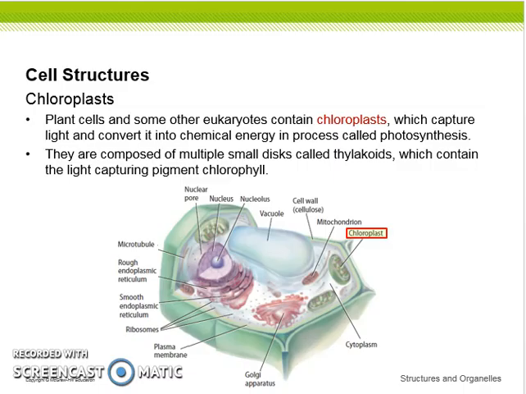Plant cells and some other eukaryotes contain chloroplasts, which capture light and convert it into chemical energy in a process called photosynthesis. They are composed of multiple small discs called thylakoids, which contain the light-capturing pigment chlorophyll.